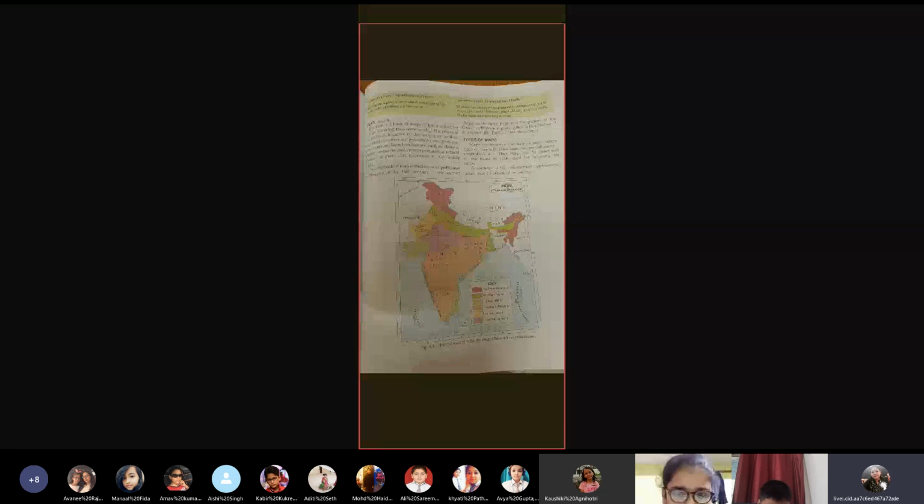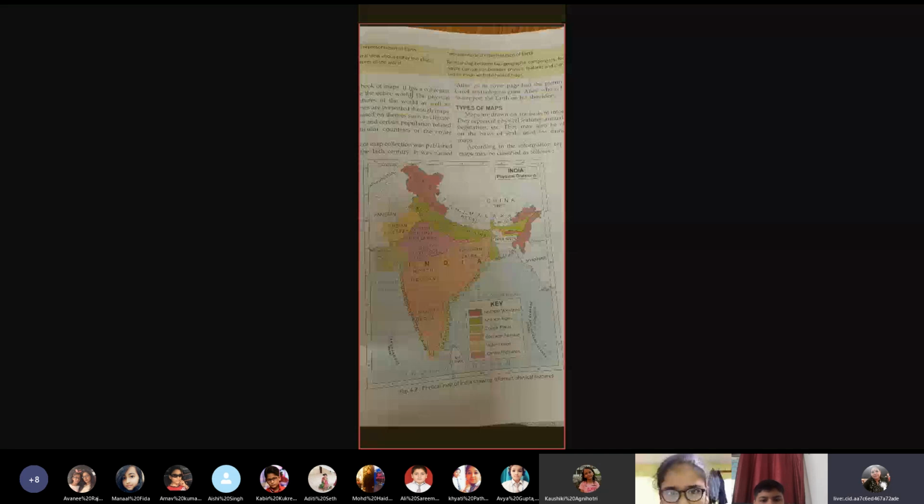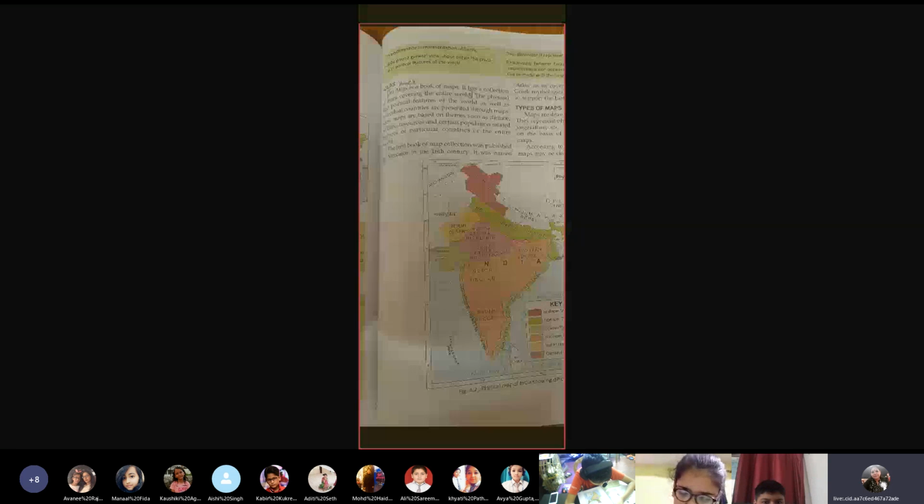Now coming to atlas. An atlas is a book of maps. It has a collection of maps covering the entire world. The physical and political features of the world, as well as individual countries, are represented through maps. Some maps are based on themes such as climate, wildlife resources, and certain population related features of particular countries or the entire world. So basically, they are telling you that an atlas is a collection of all the maps of the entire world. That particular book where it has all the collection of maps is referred to as atlas.